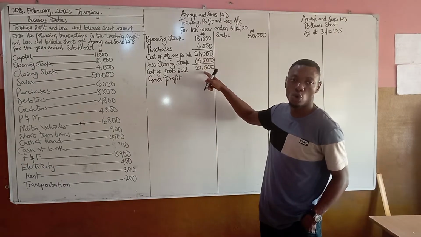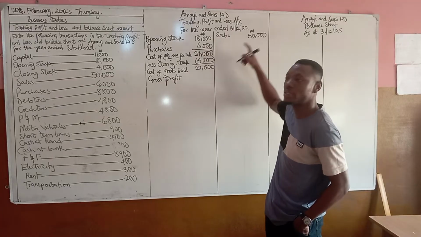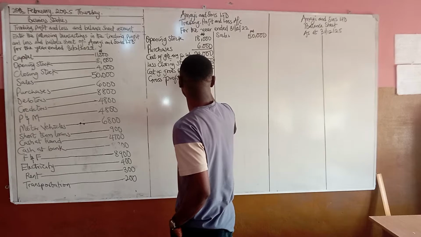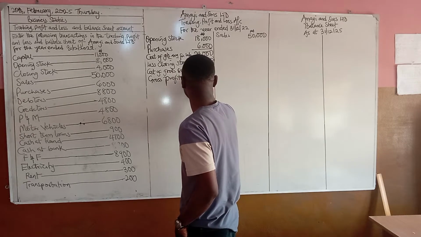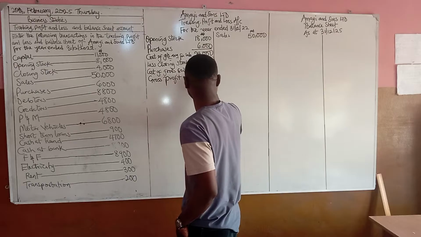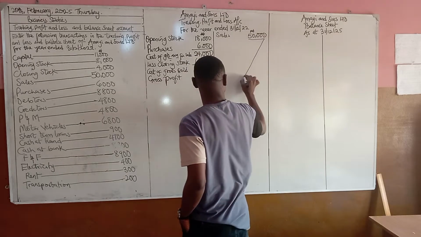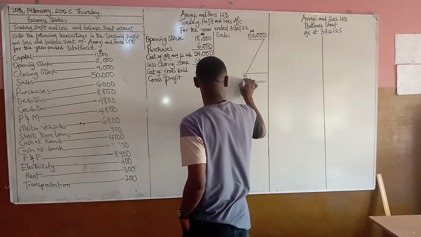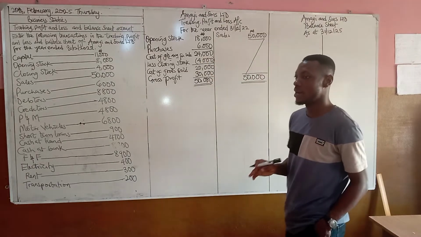Subtract cost of goods sold from sales. So if we take 20,000 naira from 50,000 naira, what do we have? 30,000 naira. So I have my 30,000 naira. So if we add these two, it will also give me 50,000 naira. So we are done with our trading account. So this gives me 50,000 naira. Now that is that for our trading account.